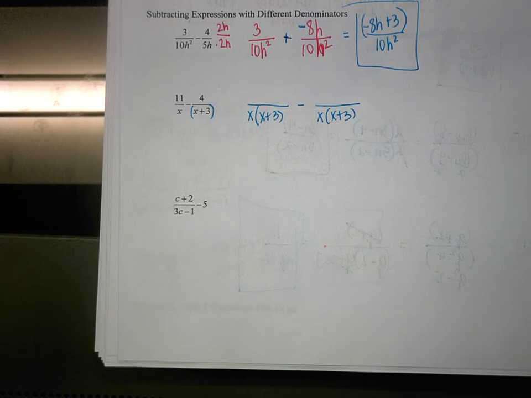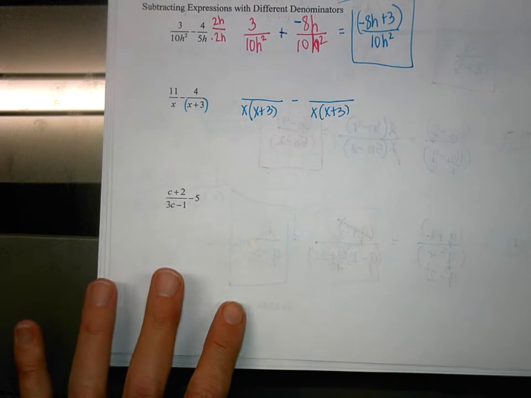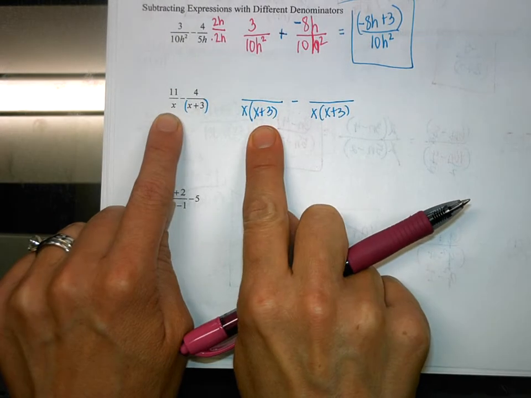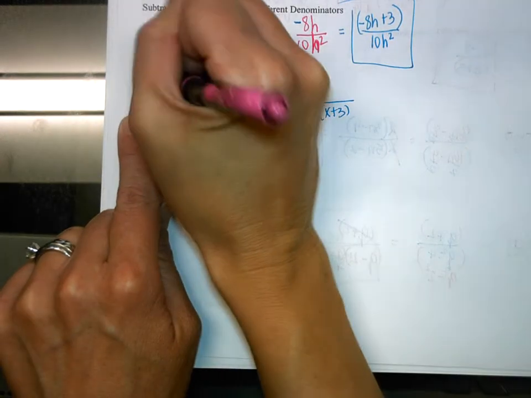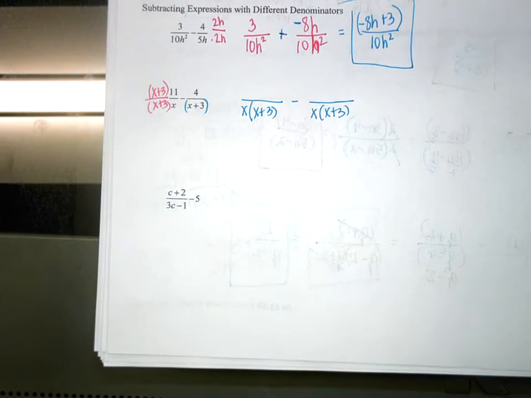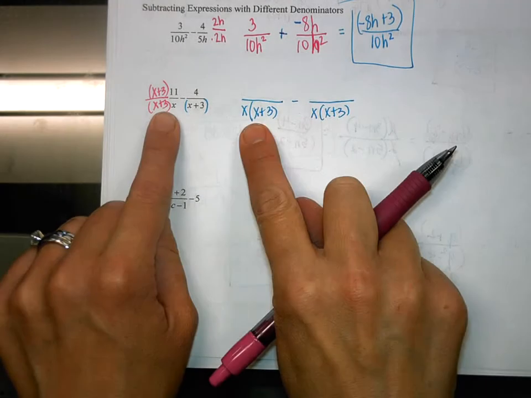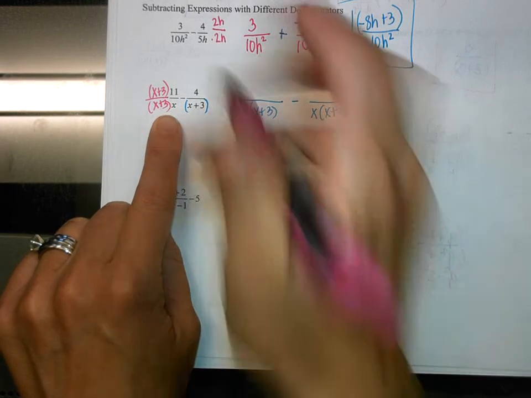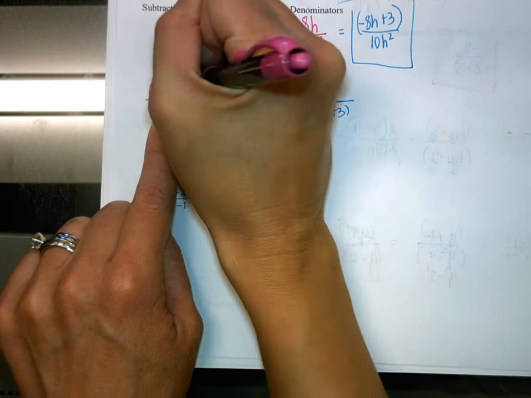So, on that first fraction, what am I missing? What would I need in order to make it x times x plus 3? An x plus 3. So that means I have to multiply the bottom and the top by x plus 3. Because that now makes it x times x plus 3. Okay, and then what am I going to do? Distribute. 11 times x is? And 11 times 3 is?